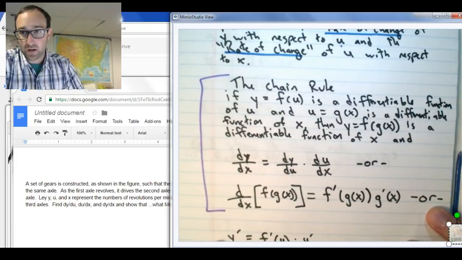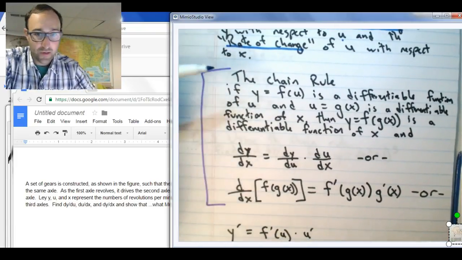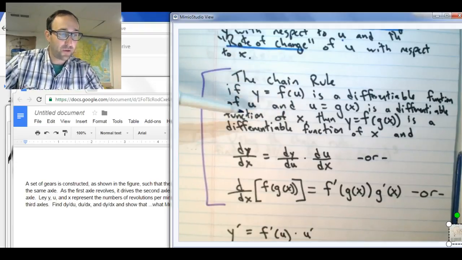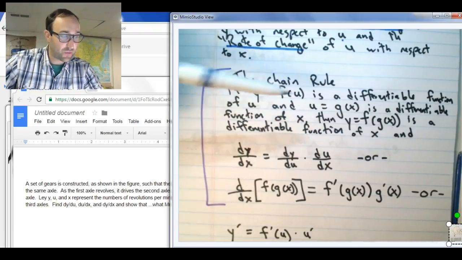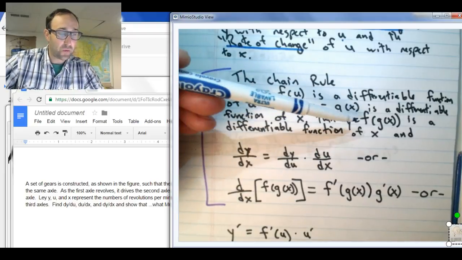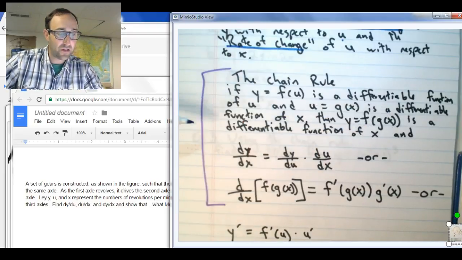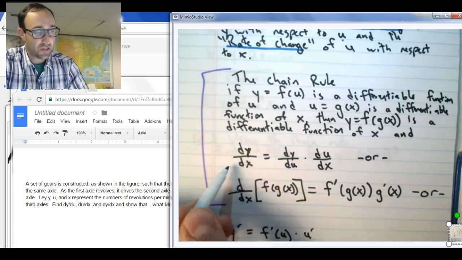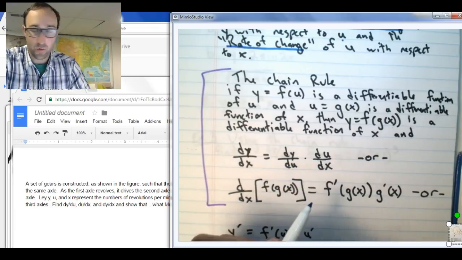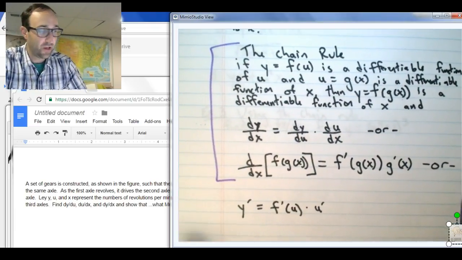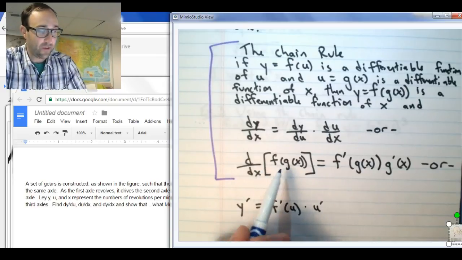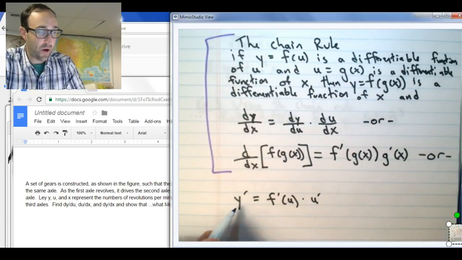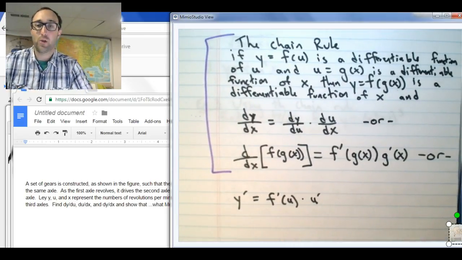Okay, so finally, here is the chain rule. The chain rule says if y equals f of u is a differentiable function of u, and u equals g of x is a differentiable function of x, then y equals f of g of x is a differentiable function of x, and we can write it just like this: dy over dx equals dy over du times du over dx. Or we could say d dx of f of g of x equals f prime of g of x times g prime of x. Or we can just say y prime equals f prime of u times u prime.